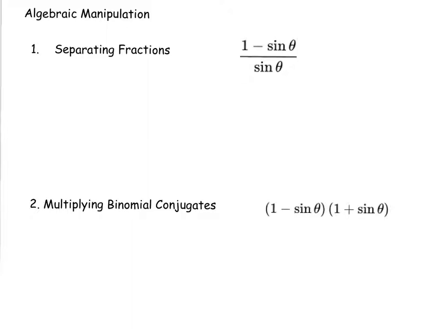One, we've already done this. We can separate fractions. If you have a sum or a difference, has to be a plus or a minus, over a denominator, you can split this up into the split up numerator, each over the denominator. So in this case, 1 over sine theta would be cosecant theta. Sine theta over sine theta is 1, and we get cosecant theta minus 1.